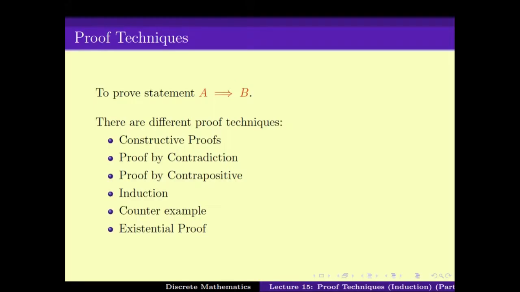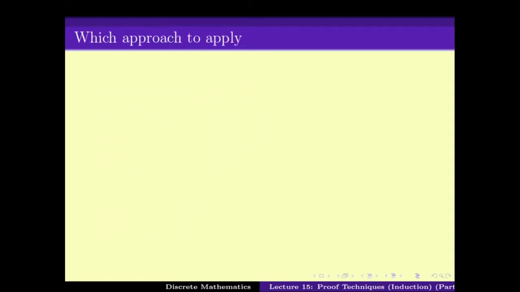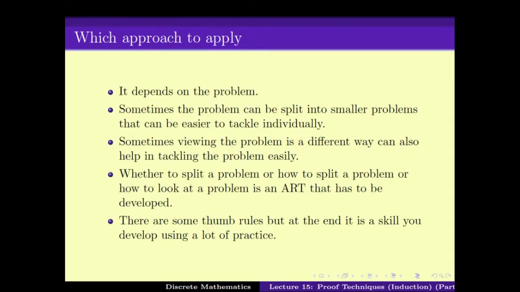Now, to quickly recap, we were looking at the proof techniques, namely how to prove A implies B, and we have seen that there are quite a number of different proof techniques available to us. Constructive proof, proof by contradiction, contrapositive, induction, counterexample, and existential proof. Now, this is a slide I have shown you every time, which basically says that there is no rule of which proof technique should be applied to which problem. It's an art that you have to develop.